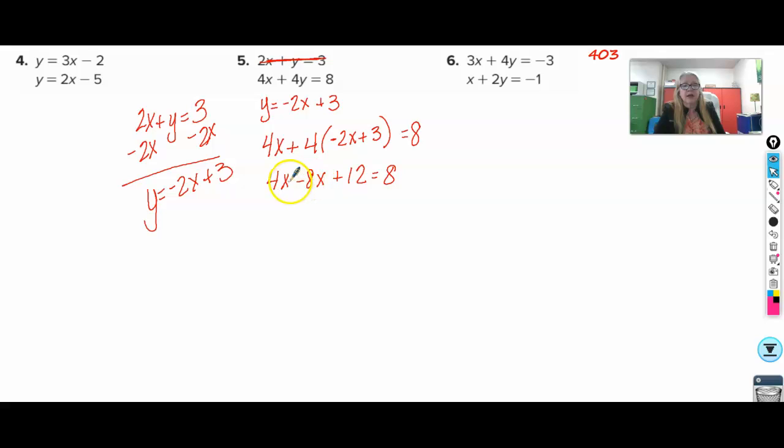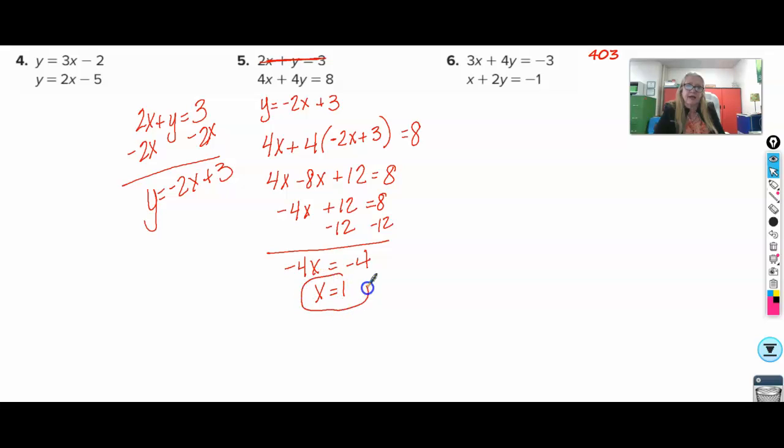Now I need to solve for x. First I'm going to combine like terms. This gives me negative 4x plus 12 equals 8. To get x by itself, I would subtract 12 from both sides. That gives me negative 4x equals negative 4, and that means x is 1.